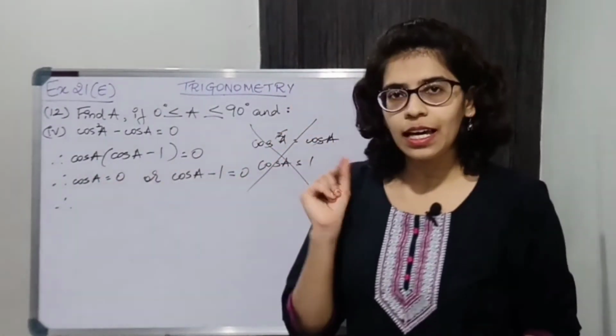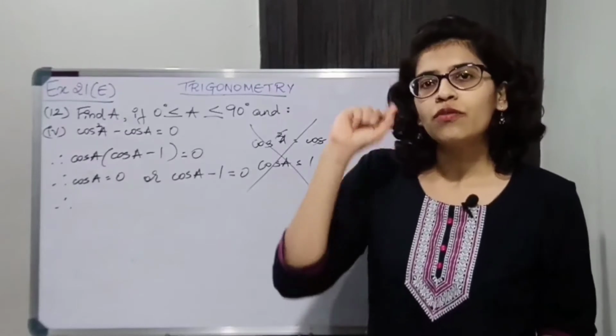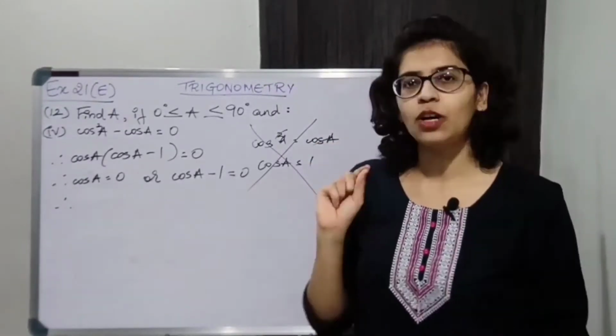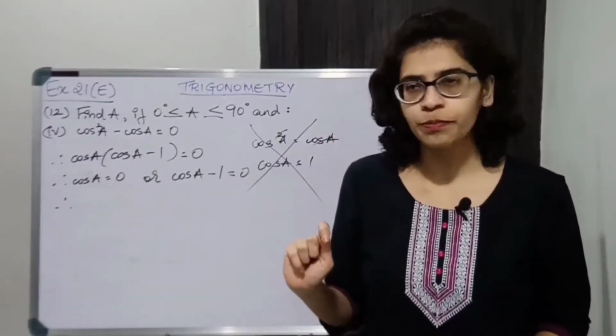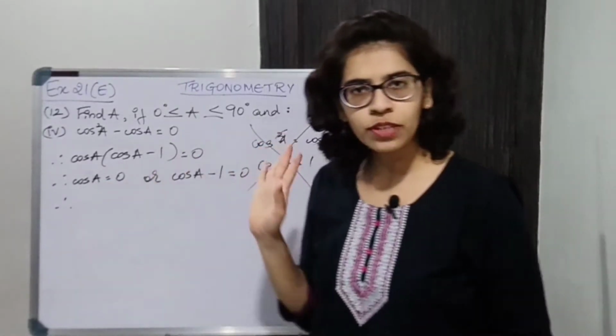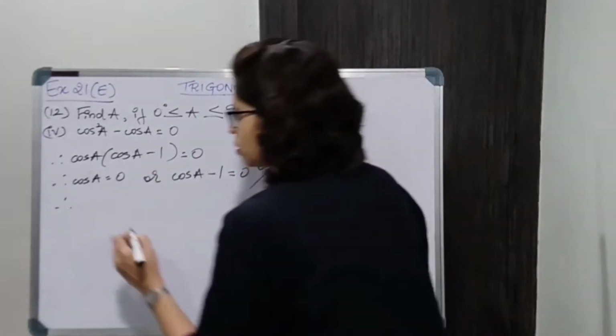Now if cos A is equal to 0, cos of what angle is equal to 0? Now we know cos 90 is equal to 0. So A is equal to 90 if cos A is equal to 0.